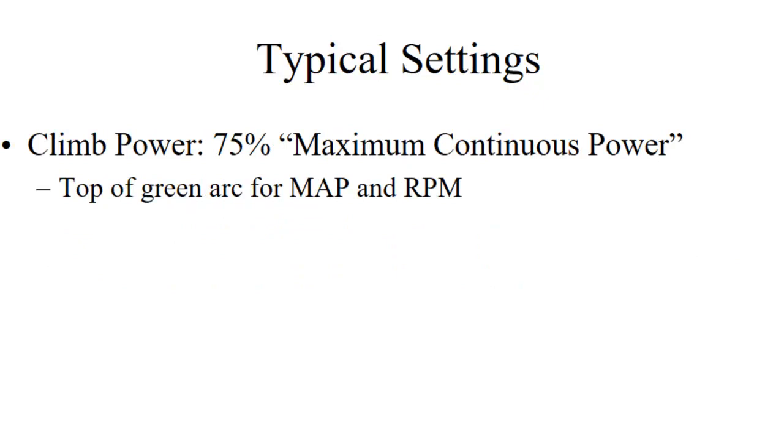Once we get off the ground, we don't need all that power, and there's a 5-minute limit on it anyway in some aircraft. And so we oftentimes reduce the power to 75%, which is typically the maximum continuous power that the aircraft is rated for. And so at 75% or less, what they're telling you is you can do that all day and not hurt the engine. And that's typically represented as the top of the green arc for both manifold pressure and RPM. If you have both of those gauges set at the top of the green, that's going to give you 75%.